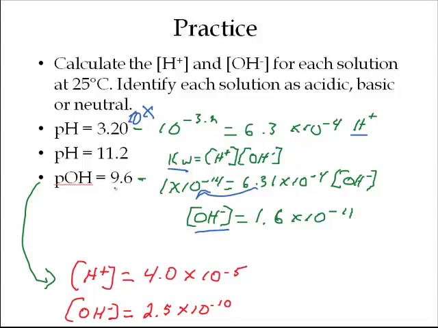Now with this one, same thing. I did kind of the opposite though. With the pOH, I again used my 10x key. I put negative 9.6, 10x key, and I got this value. And then I divided that number into the 1 times 10 to the minus 14th, and I got 4.0 times 10 to the negative 5th. So there you go. That's how you would get those answers.